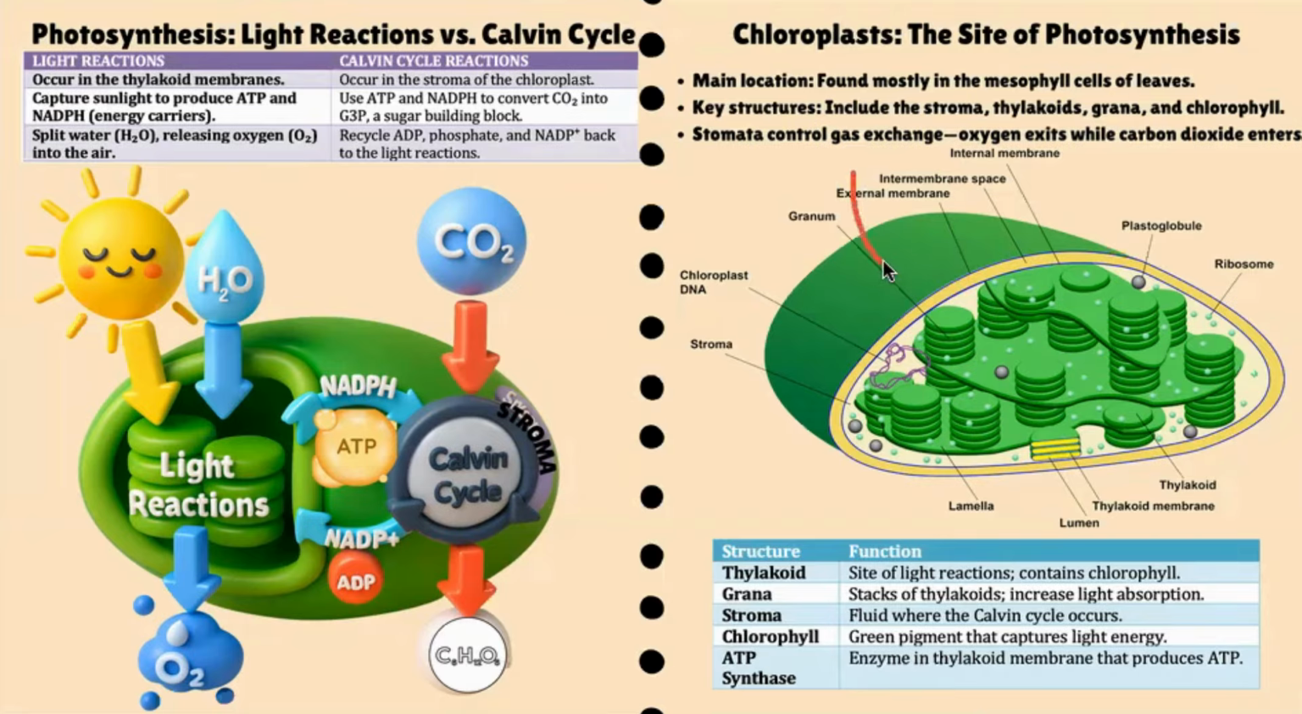First, let's take a look at this picture right here. You notice the green pigment of this structure. This is known as the chloroplast. The chloroplast is the site where photosynthesis occurs. There are two main steps in photosynthesis. The first step is known as the light reaction or the light-dependent reaction, and the second step is known as the Calvin cycle or the light-independent reaction.